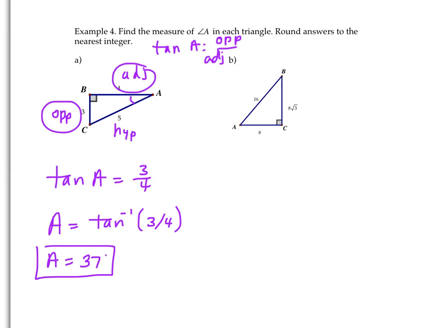If you're doing this problem on your calculator, you'd have to hit 3 divided by 4 equals, and it'll give you 0.75. Okay. Then you press the second key, and the tangent key will change to tangent to the negative 1. So press that, and then hit enter.